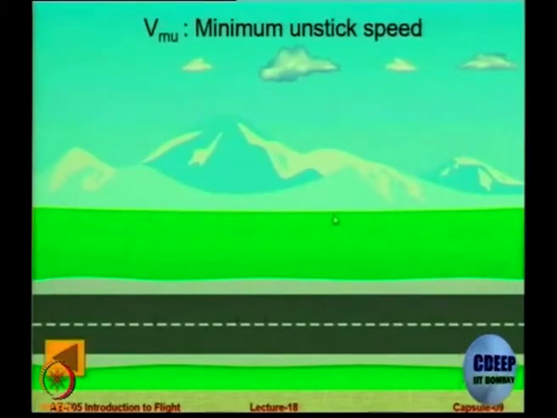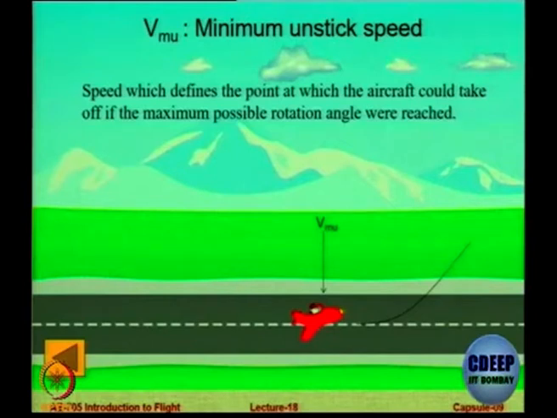Then we have VMU, minimum unstick speed. Okay, this is the point at which the aircraft could take off if the maximum possible rotation angle were reached. Remember, there is something called a stalling angle. So when you rotate, you cannot exceed alpha stall, otherwise it will stall. So if you reach alpha equal to alpha max permitted, which is below alpha stall, then at this minimum speed, the aircraft will generate lift more than weight. That is the definition of V lift off.